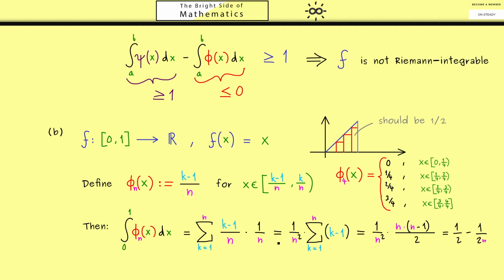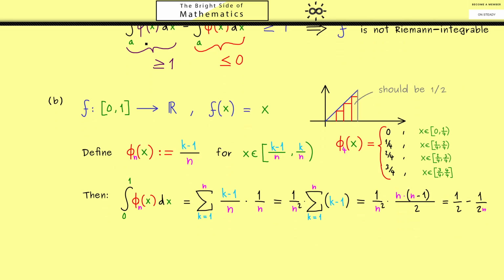And what you should immediately see is that if our approximation gets better and better, so if we send n to infinity, the result is 1/2. However, that's not enough for showing that f is Riemann integrable, because we also have to approximate the integral from above. And of course, this is now what we do with a similar step function psi.